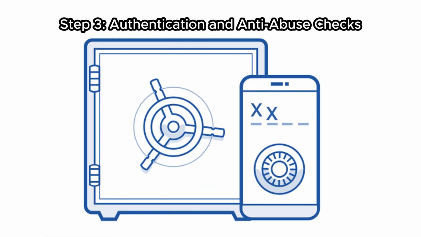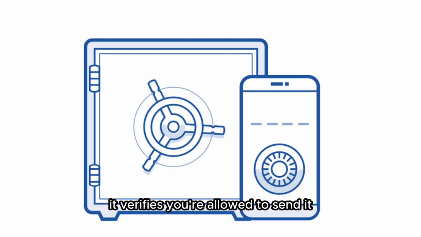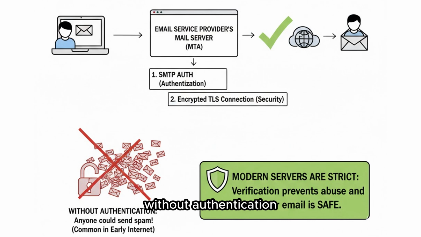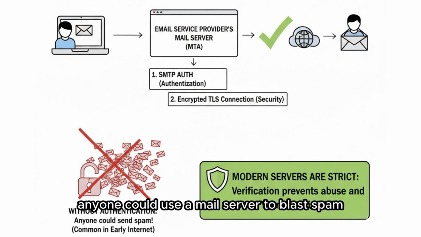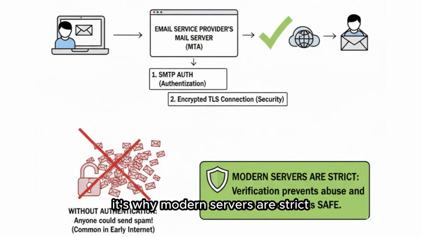Step 3. Authentication and anti-abuse checks. Before your provider lets the message move forward, it verifies you're allowed to send it. This happens through SMTP AUTH over an encrypted TLS connection. Without authentication, anyone could use a mail server to blast spam. That used to be common in the early internet. It's why modern servers are strict.